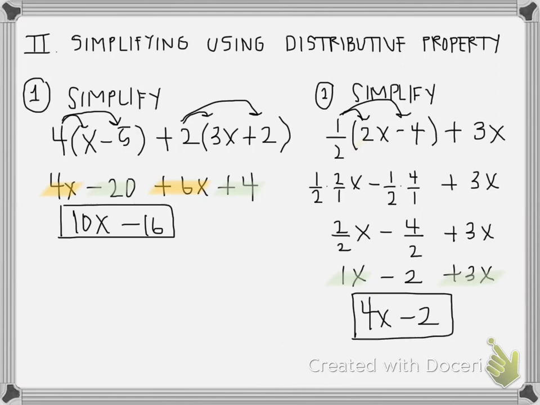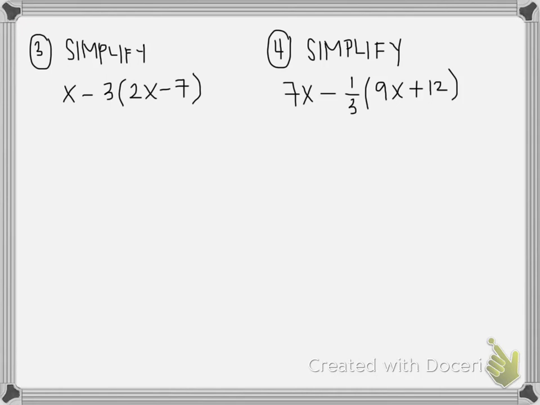Alright, let's do some more. So, pause the video if you need to, try these out, and then you can watch me do them. Okay? Alright, so here we've got x minus 3 times 2x minus 7. So order of operations tell me I'm going to do what's in parentheses first. So I need to multiply first. So I need to say negative 3 times 2x, which would be a minus 6x. And negative 3 times a negative 7, which is a negative times a negative is a positive 21. Combine my like terms, so x minus a 6x will be a minus 5x.